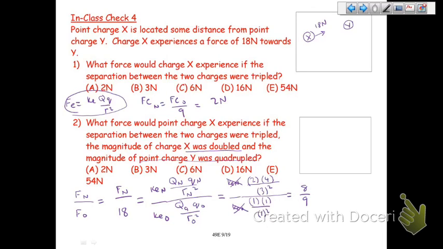Now, I can't tell you how many people then tell me the answer is 8 over 9 newtons, but it's not. Times 18, right? Fn over 18 is equal to 8 over 9. So Fn is equal to 8 times 18 over 9, which equals 16 newtons. That mistake is layout. If you're doing things in your head and you're not laying things out, it's very easy to forget that way back when you knew the old answer was 18.